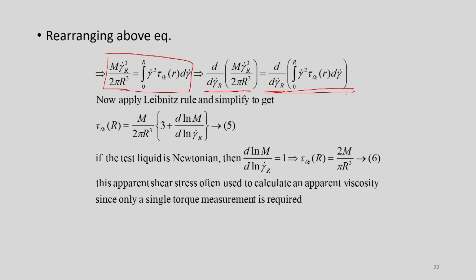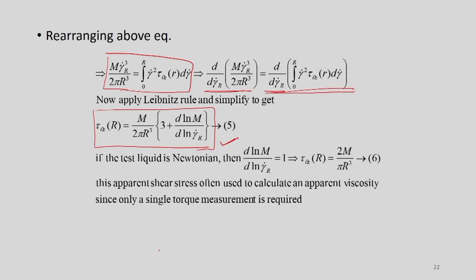After applying the Leibniz rule and then doing the simplification, you get an expression for tau theta z as a function of r, which is equal to M by 2 pi r cubed multiplied by 3 plus d ln M by d ln gamma dot R. From this information one can get the expression for the shear stress. So, we have the expression for both shear rate and shear stress.